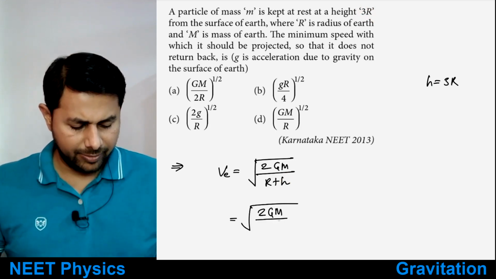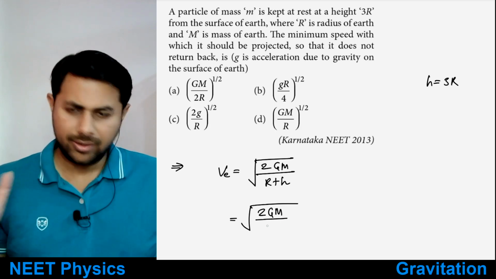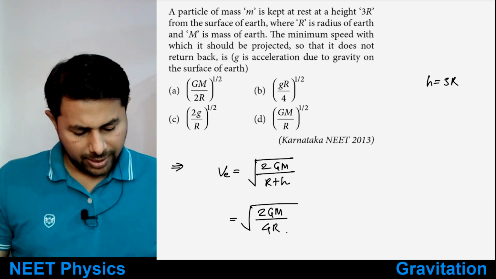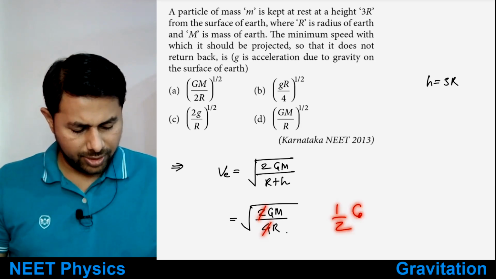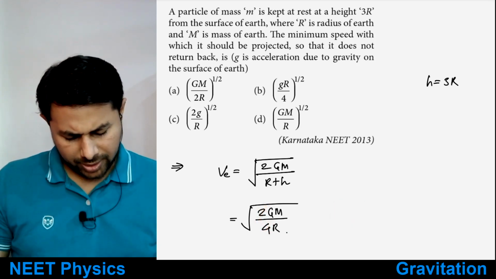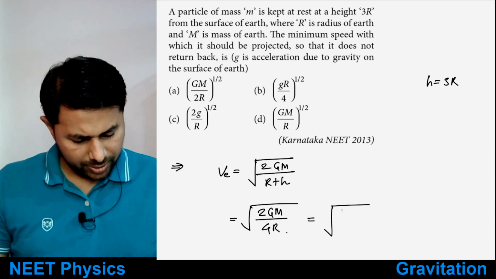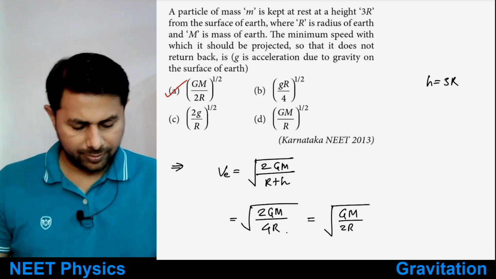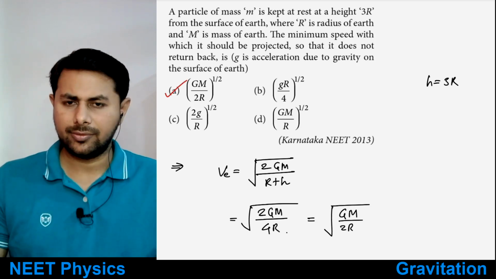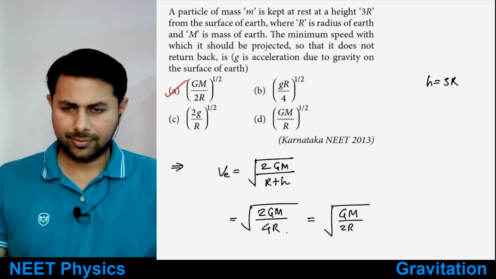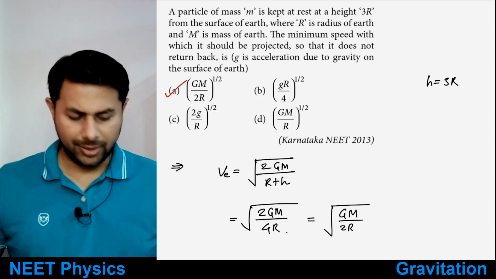2 times GM divided by r plus h, r plus 3r means 4r, and this is 1 by 2 GM over r. It is GM over 2r raised to half. So it's option A, right? This one is clear. Okay, good. Very simple.